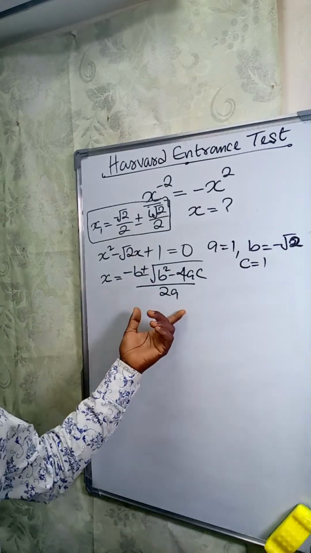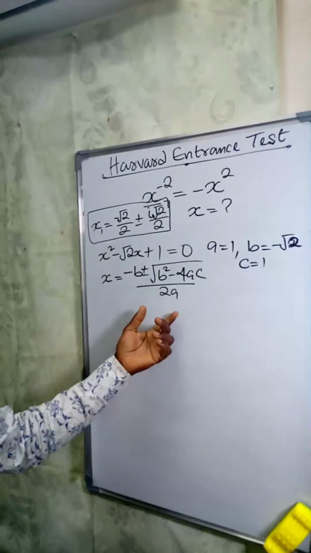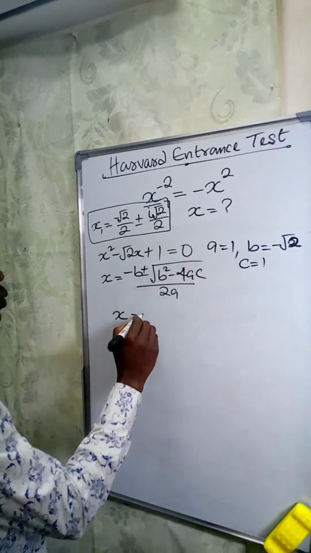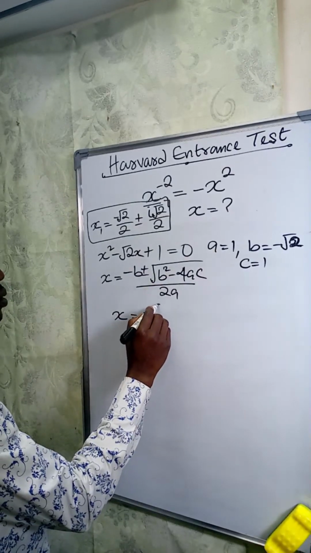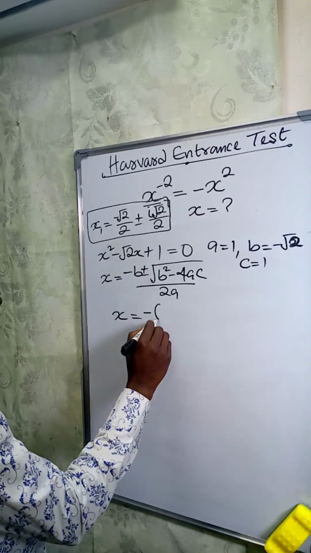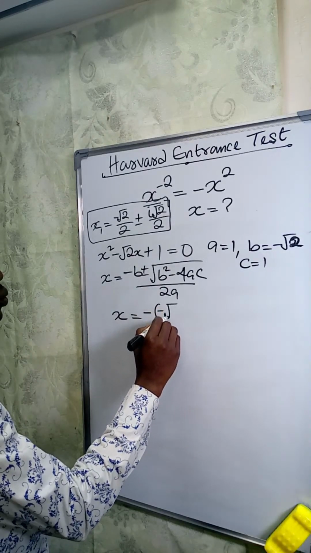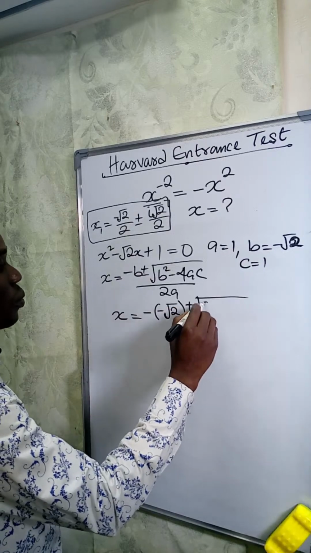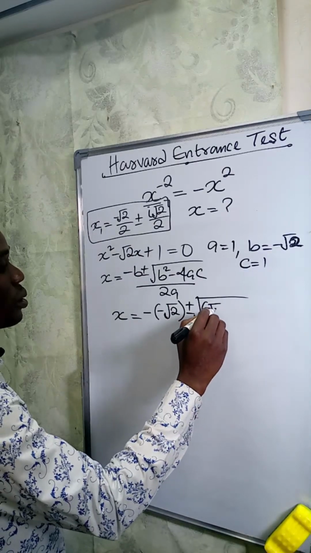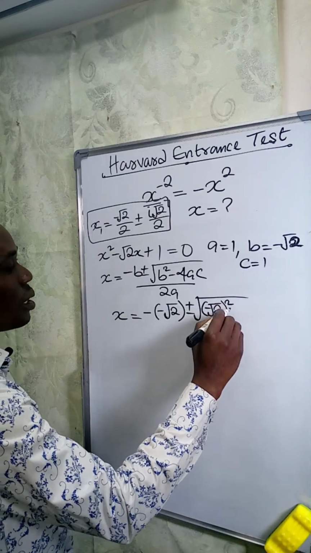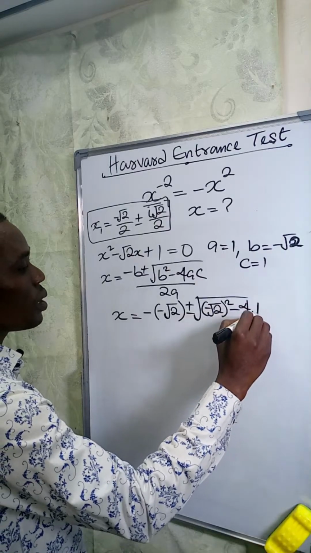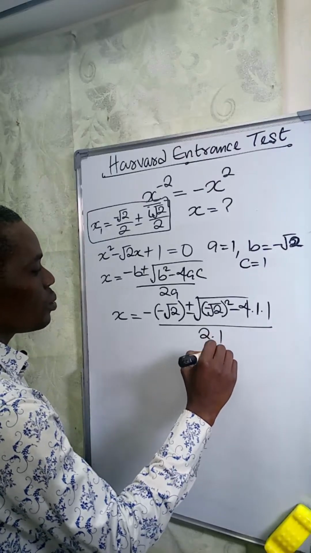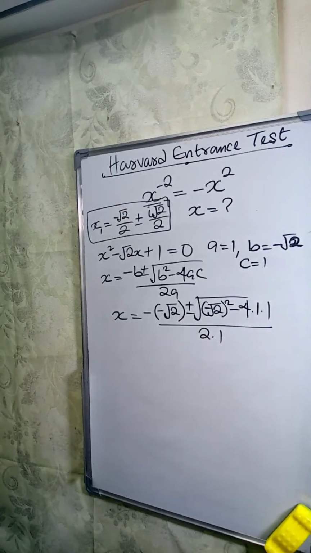So if we substitute those parameters into this, we're going to have the value of our x to be equal to negative minus square root of 2 plus or minus square root of, we'll have negative square root of 2 all squared minus 4 multiplied by 1 multiplied by 1, and all of this divided by 2 multiplied by 1. So what do we do from that part?